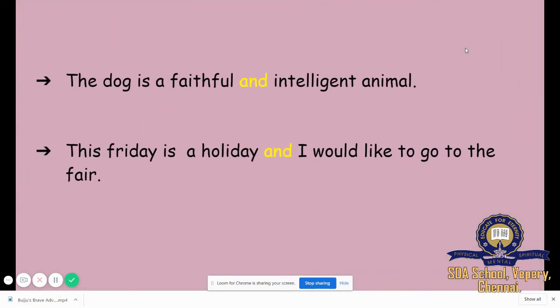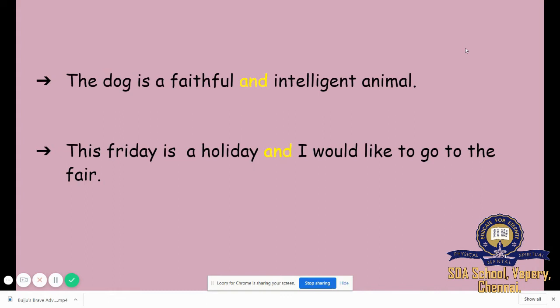So we will see another example. The dog is a faithful and intelligent animal. Here, the words faithful and intelligent are similar, isn't it, children? Yes. So, here we use and because the two words are similar. The next sentence: this Friday is a holiday and I would like to go to the fair.